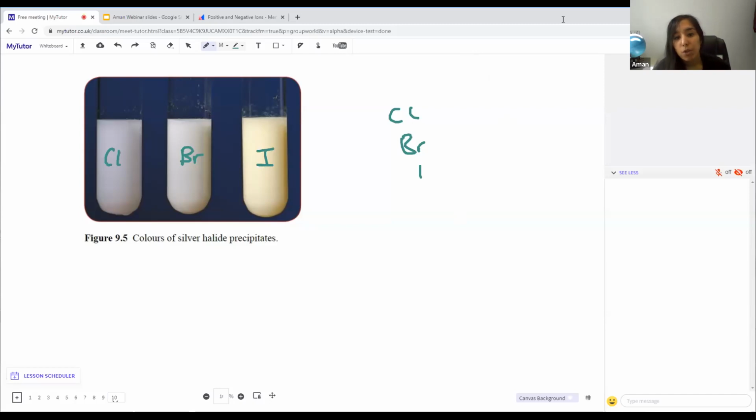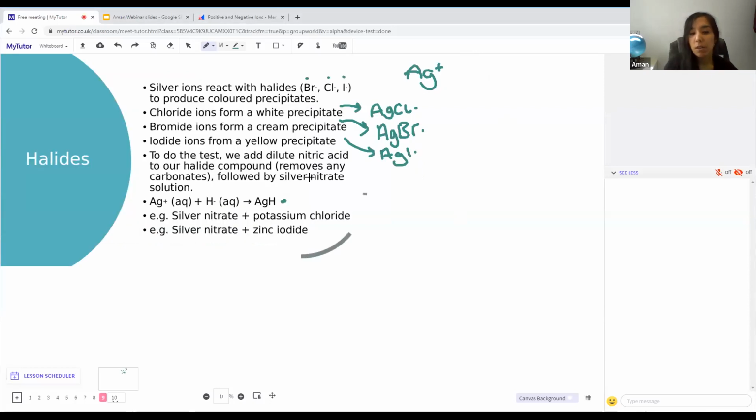Someone's saying, I'm a little confused. Do silver ions mean silver nitrate? Good question. When we add silver nitrate, it has in it silver ions and nitrate ions. Silver nitrate is just AgNO3. But when we react that with our halide, essentially the nitrate gets displaced by the halide. You can think about it like a displacement reaction, and so you end up with the silver and the halogen. Someone's asked, is the nitrate ion displaced by the halide? Pretty much, yes. Someone's asking me to go back to the slide.